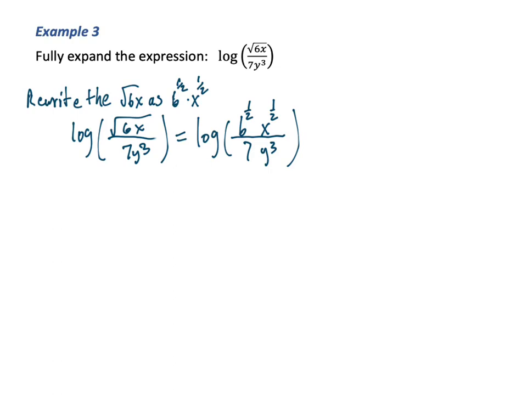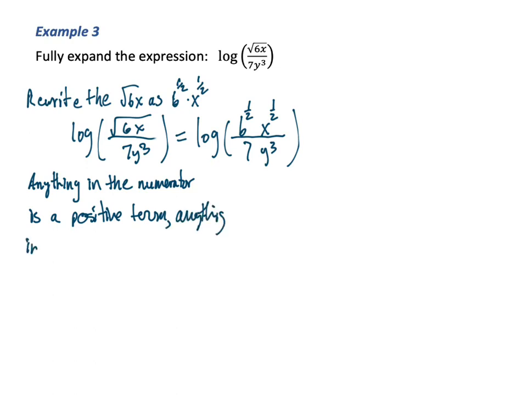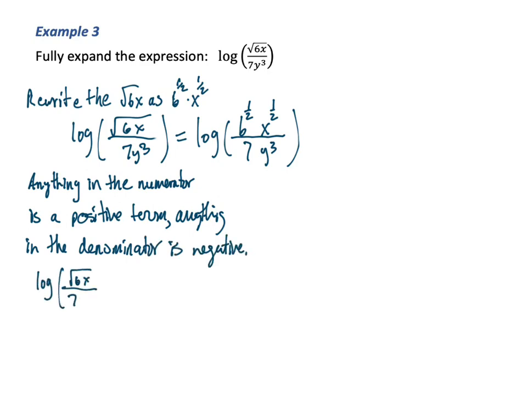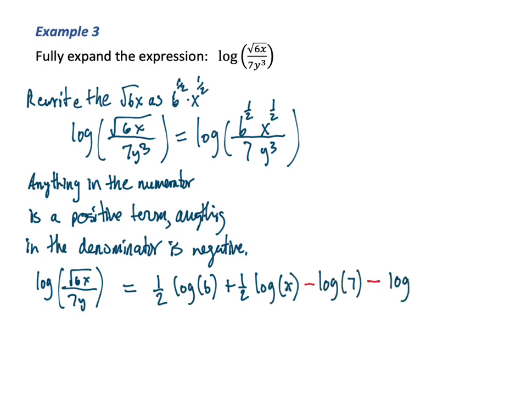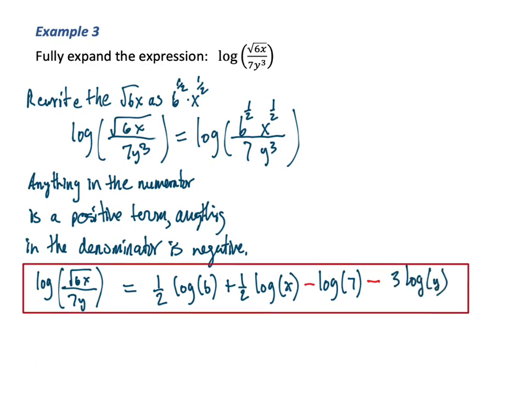Now from here, we can almost do this in one step, and probably can. So remember, anything in the numerator is going to be a positive term, and anything out of the denominator is going to be a negative or a subtracting term there. So those are the two things to keep in mind. So we have log of root 6x over 7y cubed is 1/2 bring the power down, log of 6, plus 1/2 log of x, minus log of 7, and minus 3 log of y.